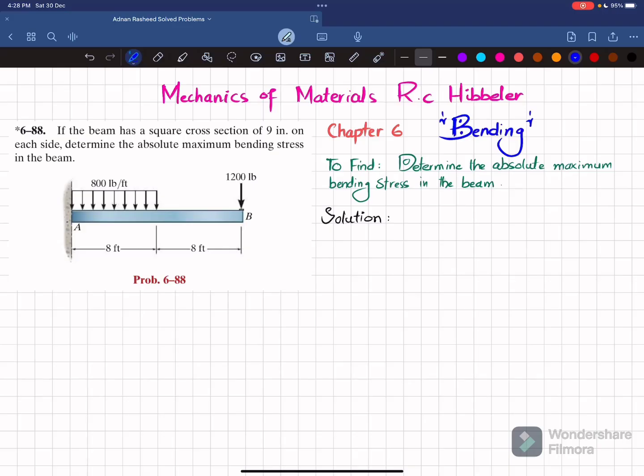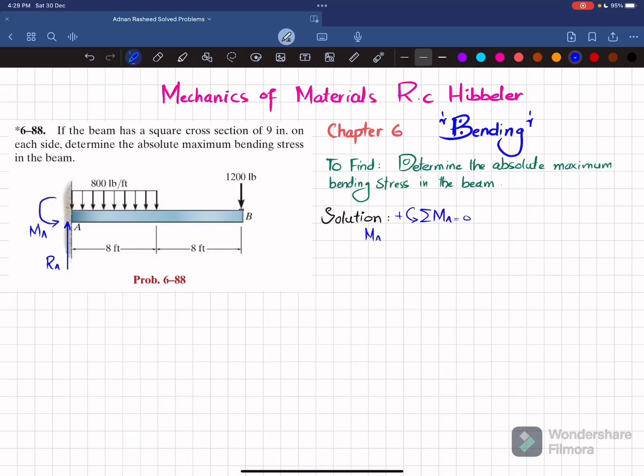So the first step is that if you remove this fixed support at point A, you will have a reaction force which is represented RA, and you will have a moment which will be MA. So we will find this RA and MA by using equations of equilibrium. So the first equation of equilibrium is that the sum of all moments about point A is equal to 0, and taking the counterclockwise moment as positive. So you can see this is a counterclockwise moment, so it will be positive. So I will write MA.